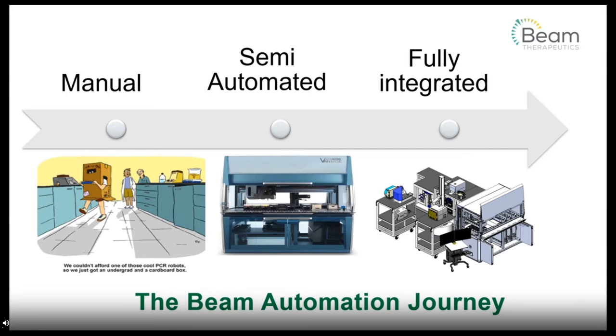So here's the journey of how we got there. When I was hired back in 2018, pretty much everything was manual. You can see from the cartoon, we couldn't afford one of those cool PCR robots, so we got an undergrad and a cardboard box. Those of you with automated systems can probably remember these times. Many of us were probably that undergrad in a box at some point, which is pretty much how all automation projects start.